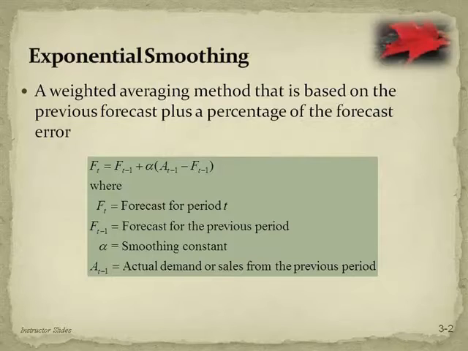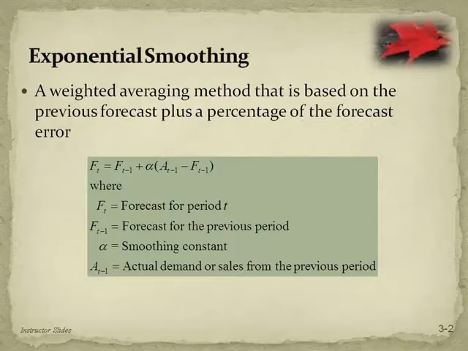So exponential smoothing. The formula is a little bit more complicated than what we've seen before, but it's really not that difficult. So let's take a look at the formula. The formula says that the forecast for the next time period, F sub t, is equal to the forecast in the previous time period, F sub t minus 1, plus alpha, which is called a smoothing factor, multiplied times the difference between the actuals and the forecast from the previous time period.